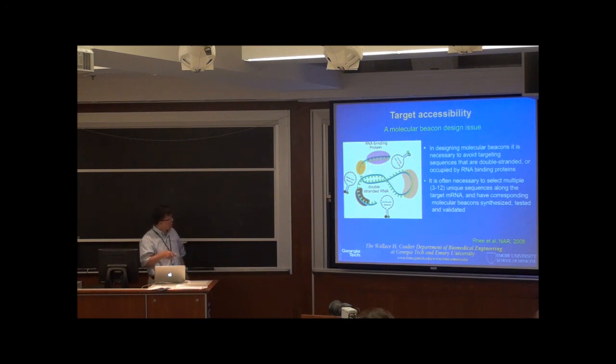Also, in terms of the so-called secondary structure of the messenger RNA, you could have a portion that is double-stranded. If you select a sequence which is roughly here, you would also have difficulties because it's already double-stranded, and it's difficult for the beacon to bind. So ideally, you would select a sequence somewhere here where there's nothing there, then the beacon could bind. So that's a specific design issue.